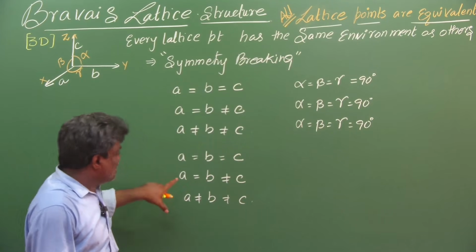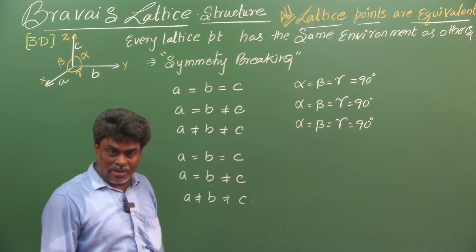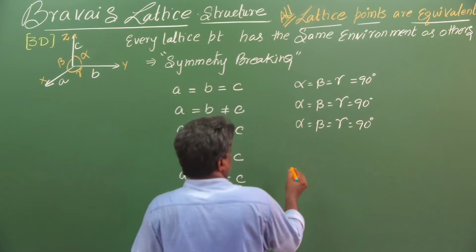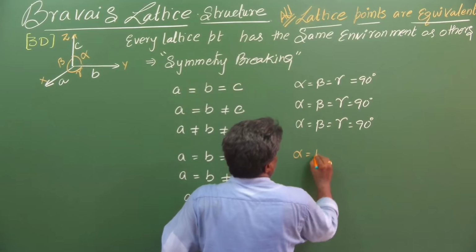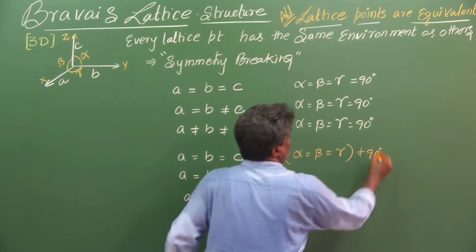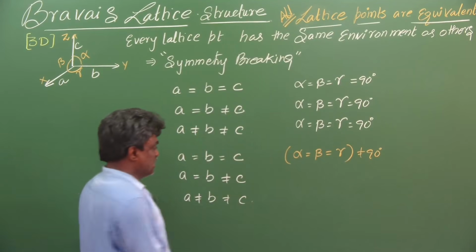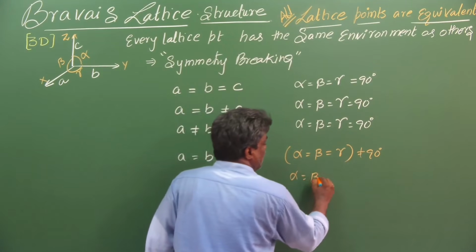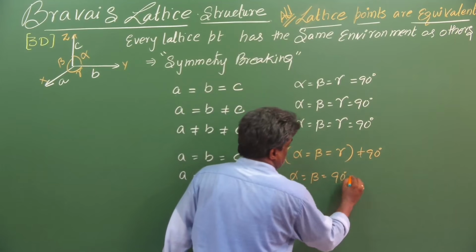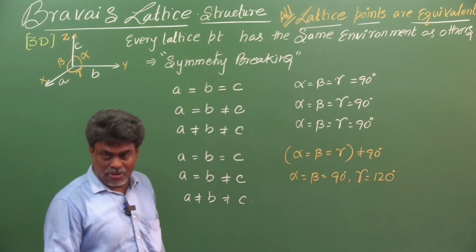Now for this I am going to take breaking the angle symmetry. Are you ready? Right. Now I am breaking this angle symmetry. Alpha equal to beta equal to gamma but not equal to 90. Symmetry gone. Next, alpha equal to beta equal to 90 but gamma not equal to 90, again symmetry gone.